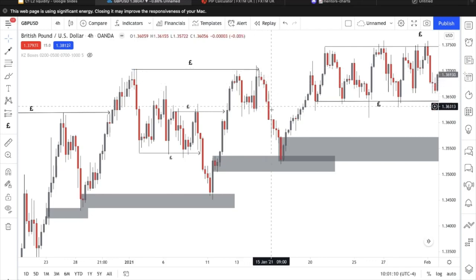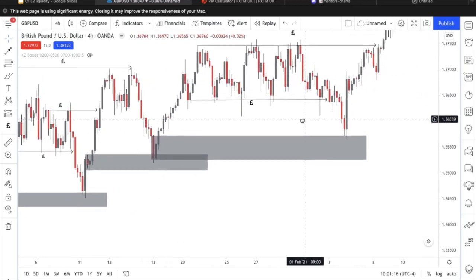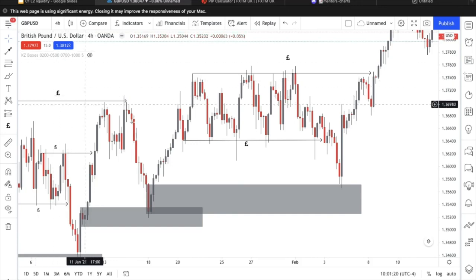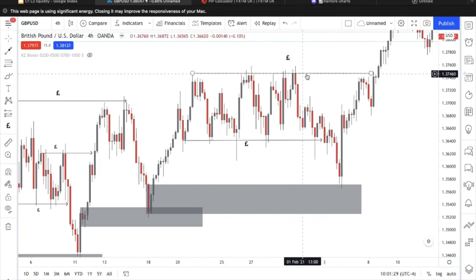Retail traders are happy because they're in profit. And then boom, liquidity is now taken out, right? The examples keep repeating themselves. Now this liquidity is taken out, price breaks structure. And what does it do? Again, it creates all of this liquidity. This is a nice clean resistance level, right?